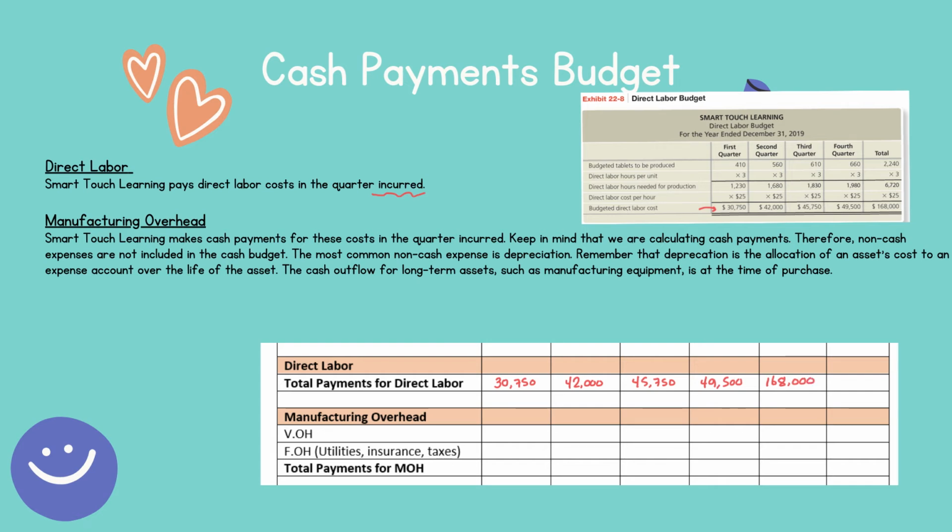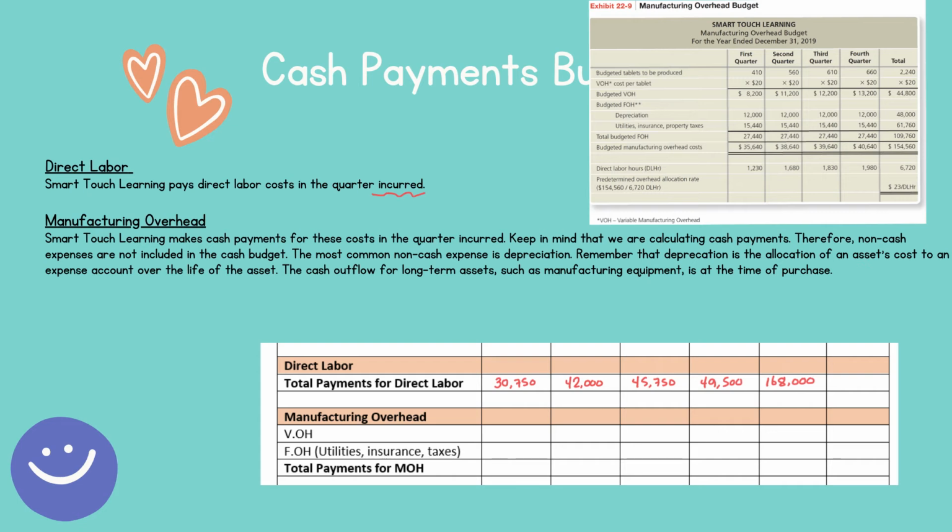Now, for the manufacturing overhead, I need to go back to the manufacturing overhead budget. Smart Touch Learning makes cash payments for these costs in the quarter incurred, so in the same quarter. Keep in mind that we are calculating cash payments. Therefore, non-cash expenses are not included in the cash budget.